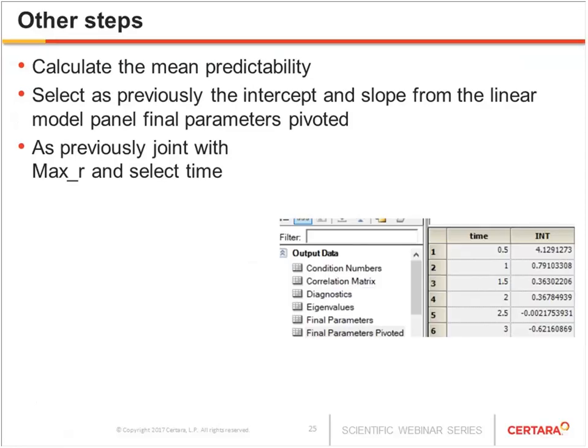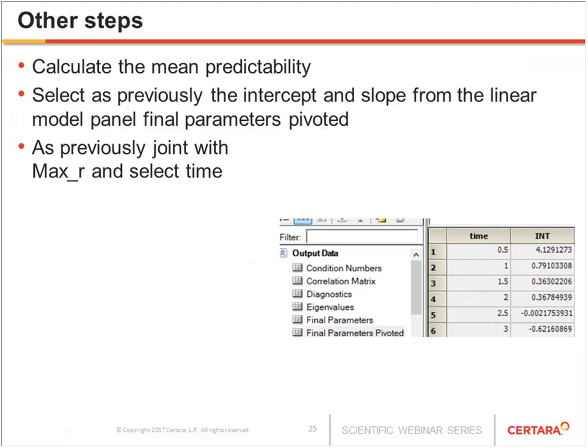The next important point to calculate the mean predictability is to use the previous data and the descriptive statistics to extract the mean. I can also now extract from the data the final parameters, because that is a way I can then use to predict everything.